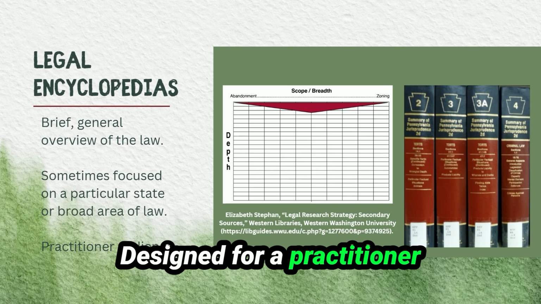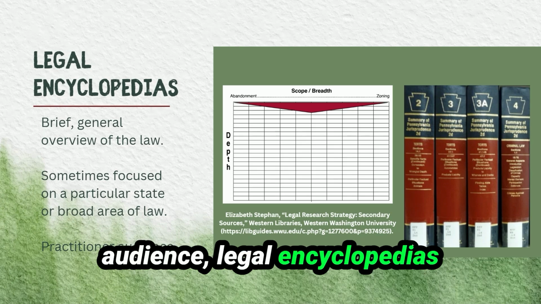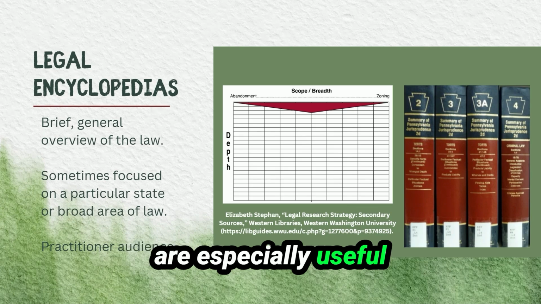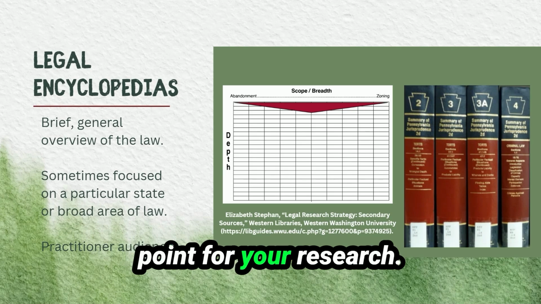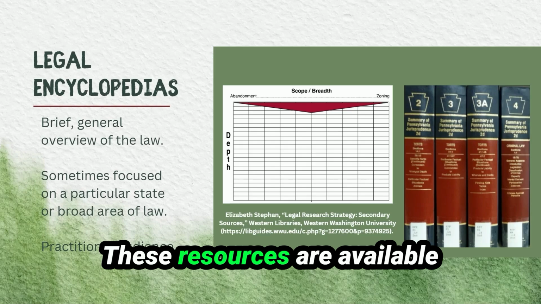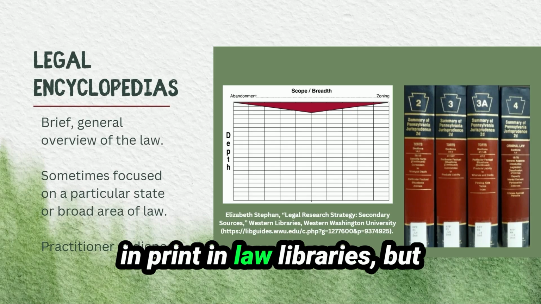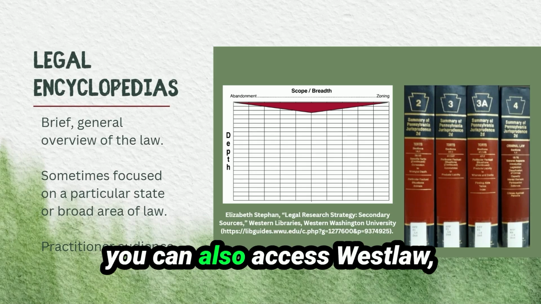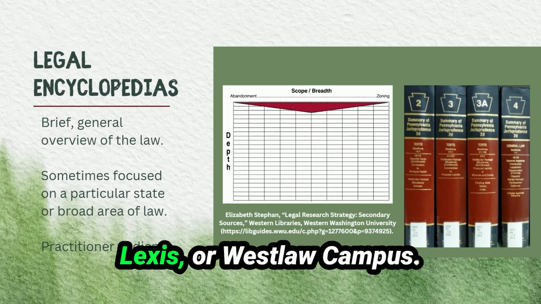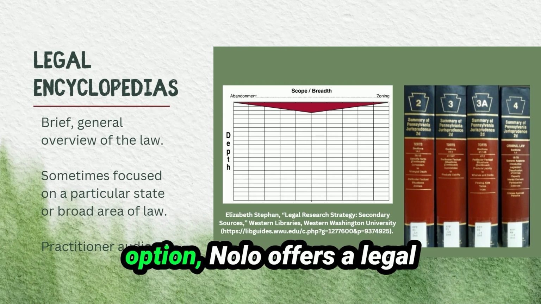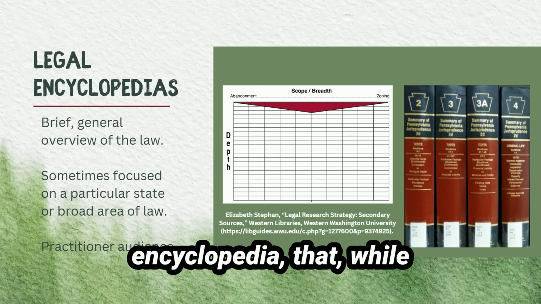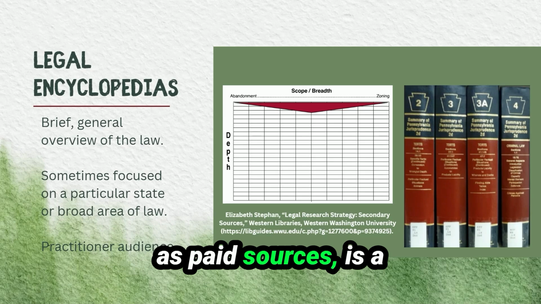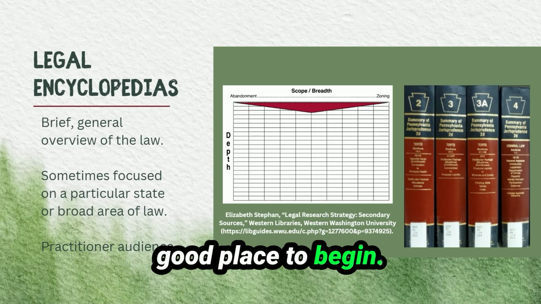Designed for a practitioner audience, legal encyclopedias are especially useful when you need a starting point for your research. These resources are available in print in law libraries, but you can also access them online through Westlaw, Lexis, or Westlaw Campus. If you're looking for a free option, NOLO offers a legal encyclopedia that, while not as comprehensive as paid sources, is a good place to begin.